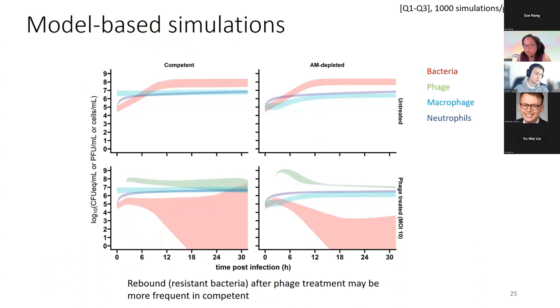And here is just a simulation of the interindividual variability, still based on the model. You can see that there is a higher proportion of mice that could present an important rebound due to the resistant bacteria in a competent group compared to the macrophage depleted group.